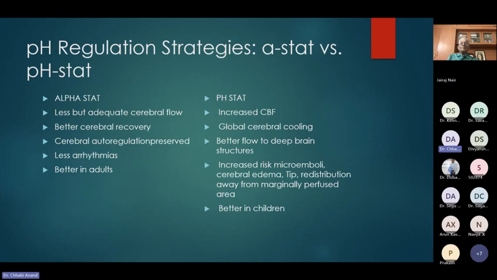Alpha-stat has less but adequate cerebral blood flow, better cerebral recovery, preserved cerebral autoregulation, and fewer arrhythmias, and it is used in adults. It is better used in adults. pH-stat gives increased cerebral blood flow, global cerebral cooling, better flow to deep brain structures, increased risk of microemboli, cerebral edema, and redistribution of flow away from the marginally perfused area, and it is better used in children.